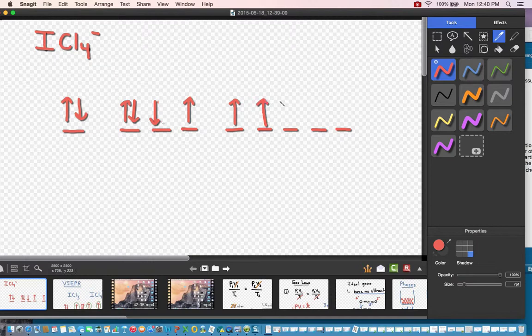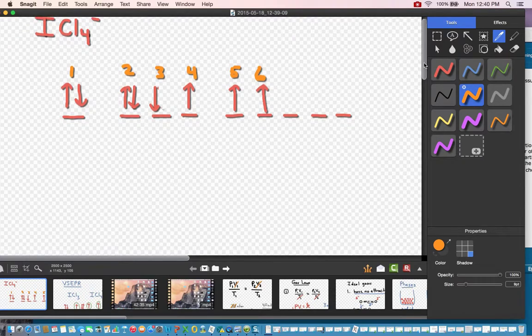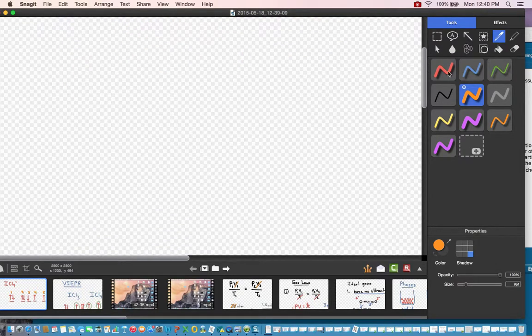Let's promote the 5py into one of my d orbitals. Now iodine is positioned to make 4 bonds. There are, count them with me, 1, 2, 3, 4, 5, 6 areas of electron density. That's the octahedral family.